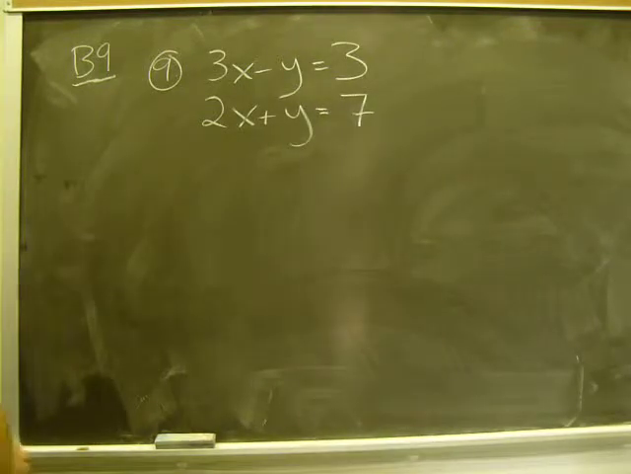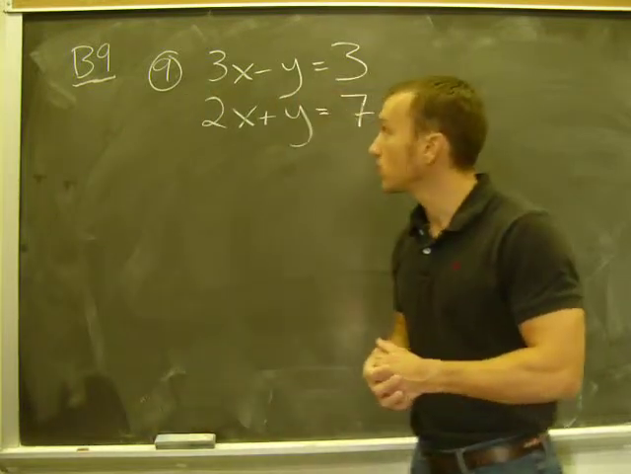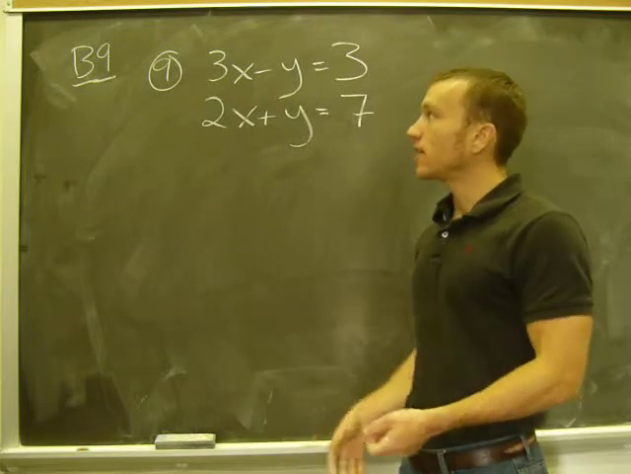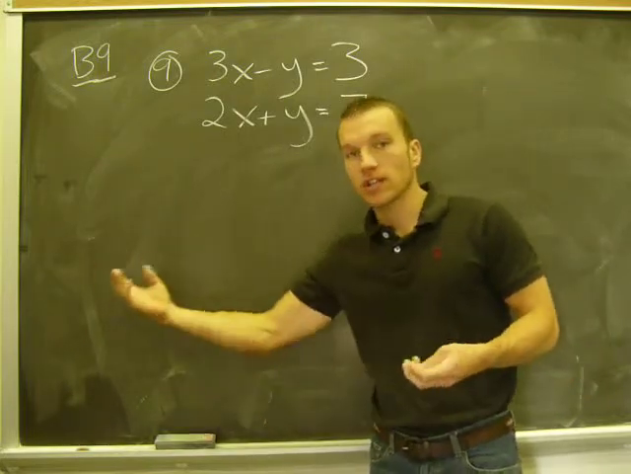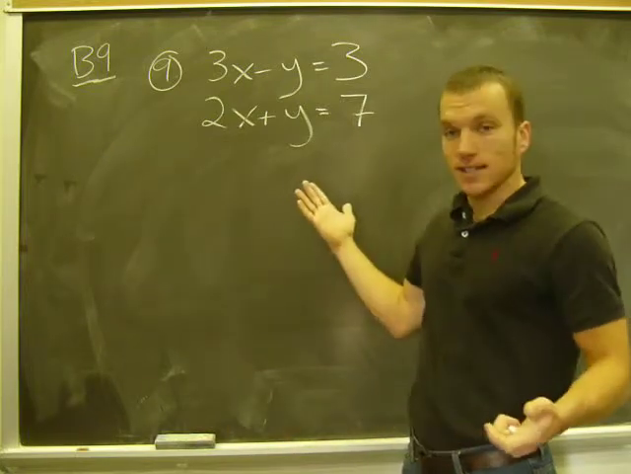Okay, B9, number 9. The directions are the same. Solve a system of linear equations. We have two methods for that, substitution and elimination. Typically, if it's y equals or x equals, you have one variable by itself, I use substitution. If it's like this, I use elimination.